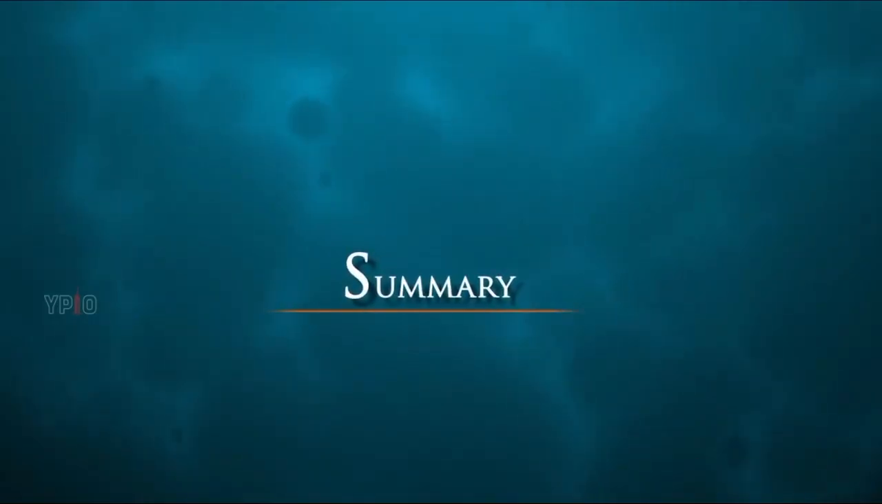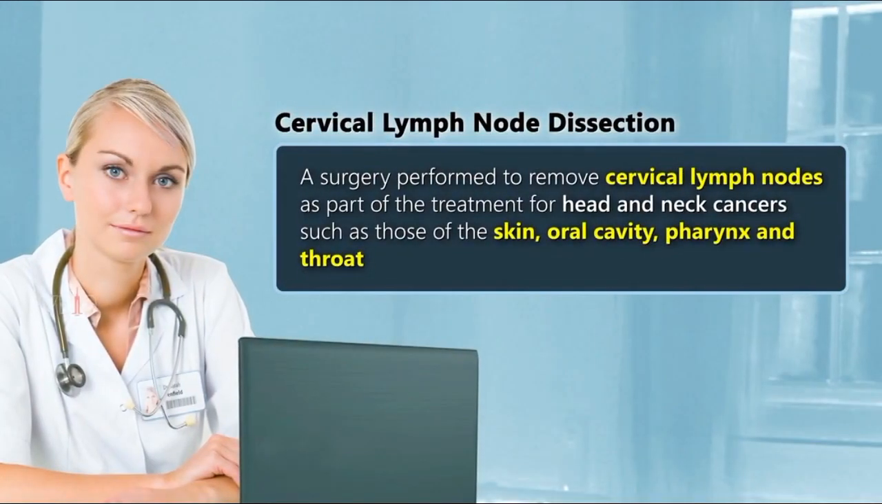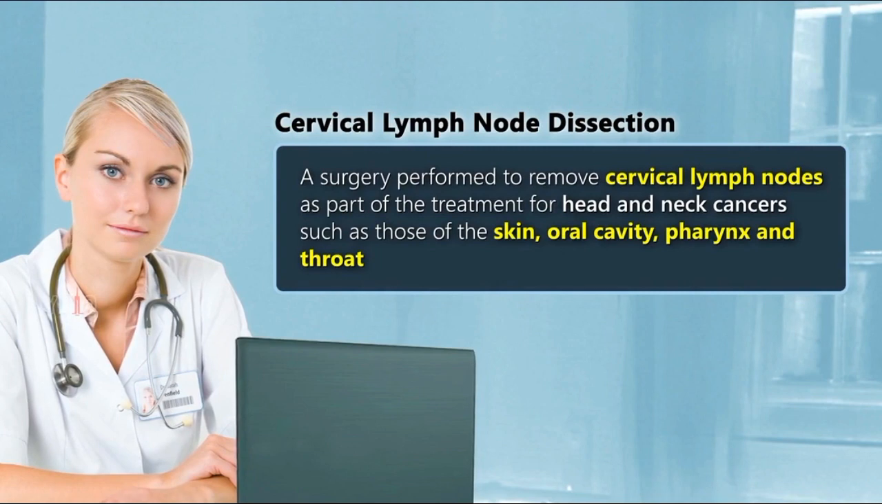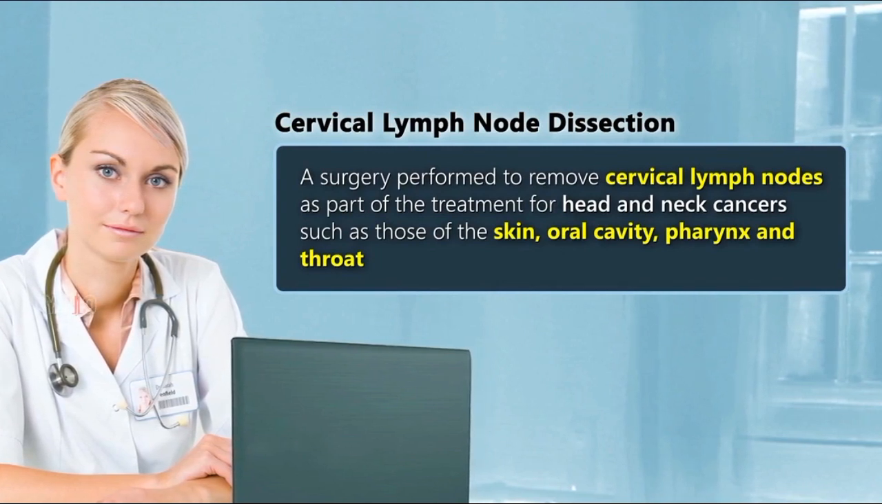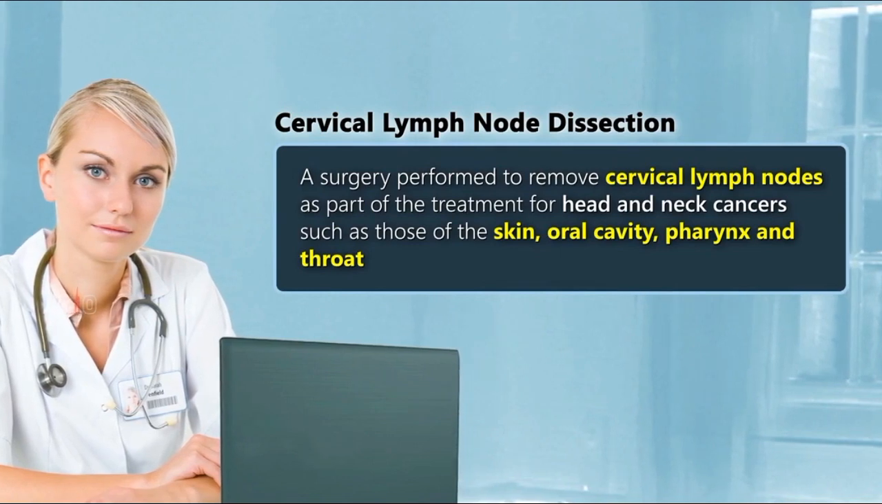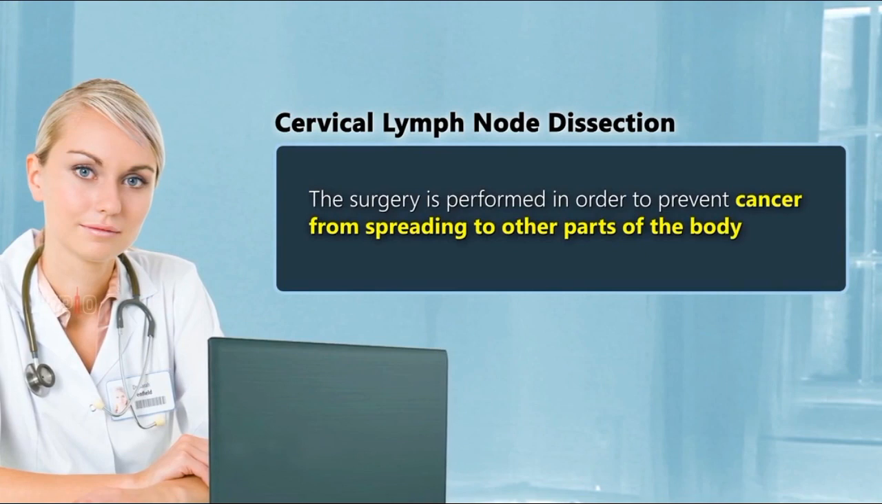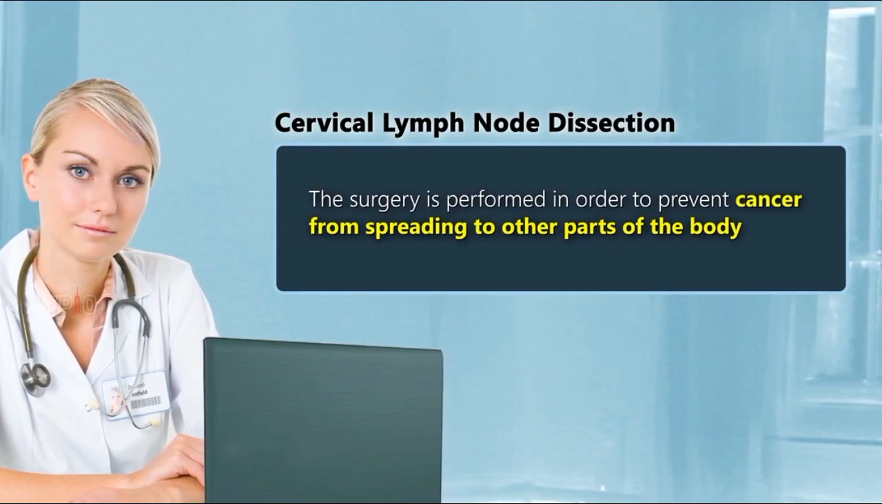Cervical lymph node dissection is a surgery performed to remove cervical lymph nodes as part of the treatment for head and neck cancers, such as those of the skin, oral cavity, pharynx, and throat. The surgery is performed in order to prevent cancer from spreading to other parts of the body.